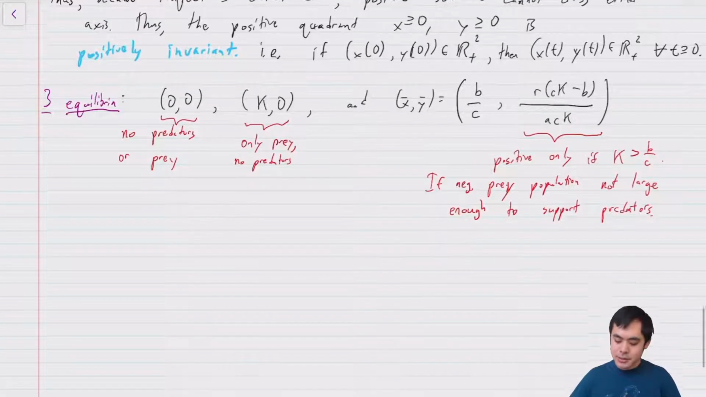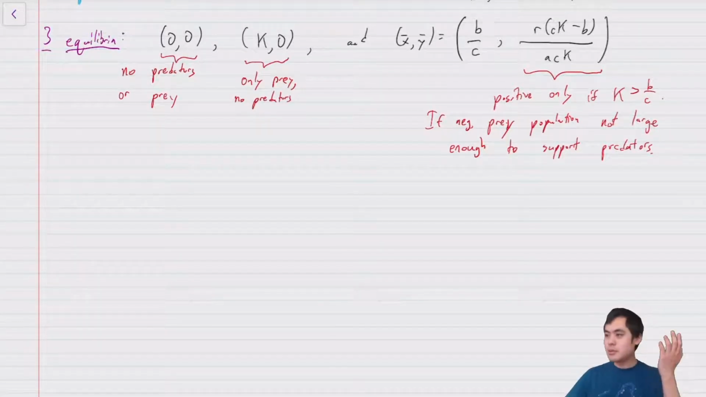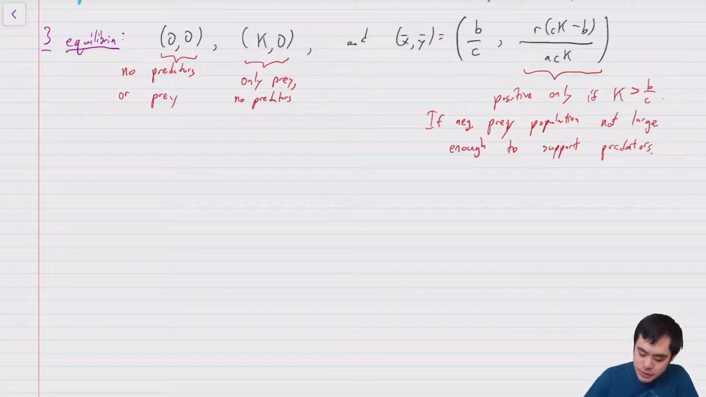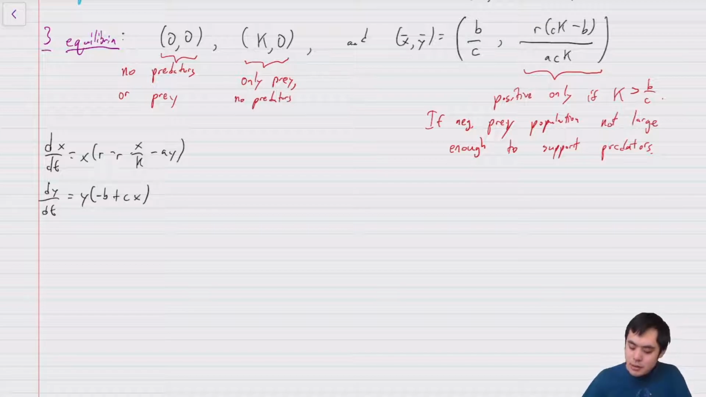Okay, so now let's try to analyze the stability of each of these equilibria. That's what this entire lecture has been about. So let's copy down our equation again. dx dt is going to be equal to x times r minus r times x over k minus ay, and dy dt is equal to y times minus b plus cx.